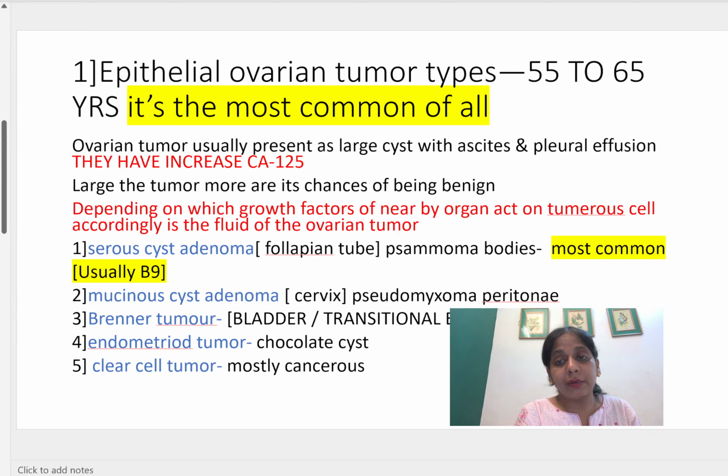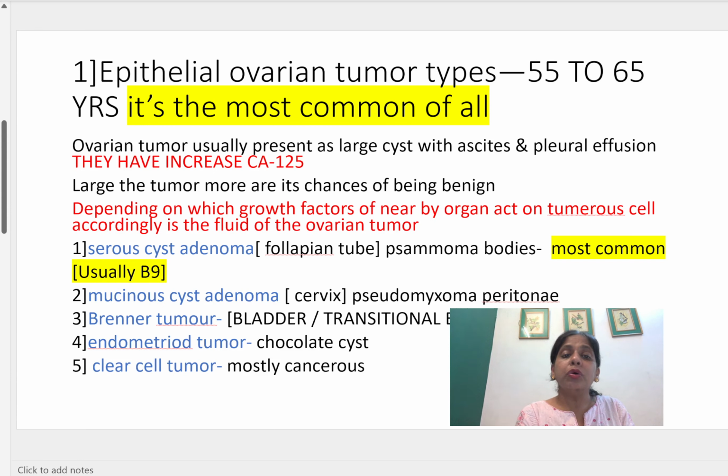As you know, nulliparity is becoming a trend. Being nulliparous is a western culture. So the more females are nulliparous, the more the epithelial ovarian tumor is spreading. This is the most common of all. Okay, so questions are asked because there are 15 types of ovarian tumors. Which ovarian tumor is common? It is the epithelial ovarian tumor which is common.